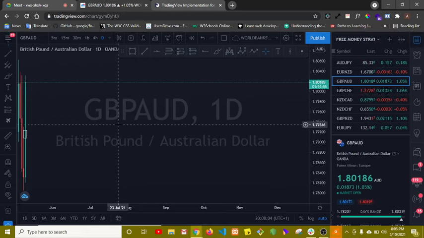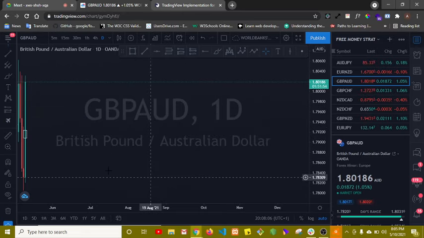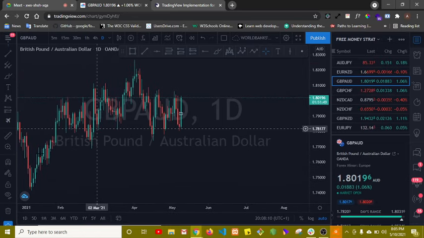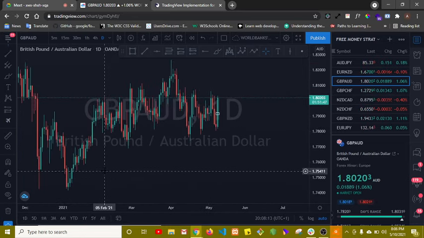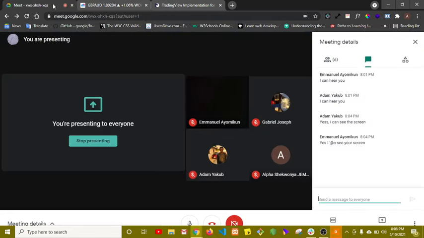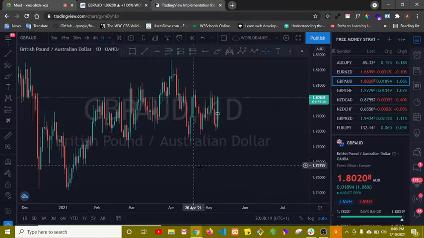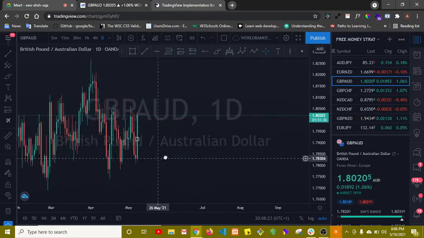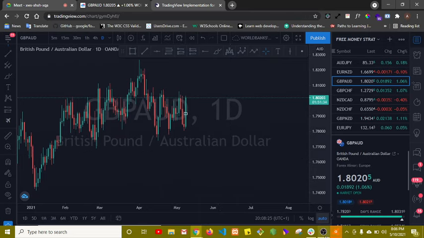Now, there's something we call order block, institutional order blocks. What are institutional order blocks? Institutional order blocks are levels that are created by the banks before they move in a big way, before they move an impulsive move. Order blocks are created before the market makers move an impulsive move.